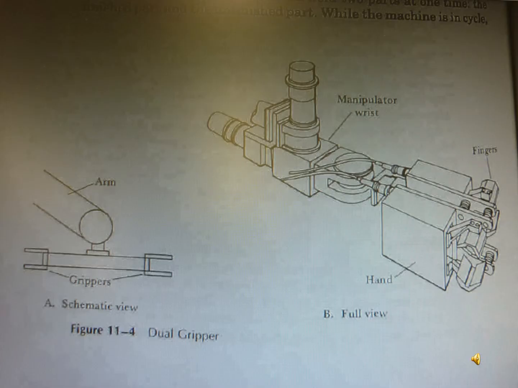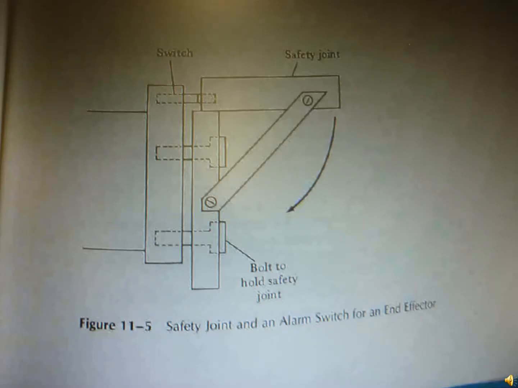I can show the manipulator, arms, and the gripper. Two diagrams are the dual gripper diagram, showing the manipulator body, finger body, arm body, and dual gripper. That is the safety joint and the alarm switch for this end effector. The safety end effector is the safety joint and alarm switch.